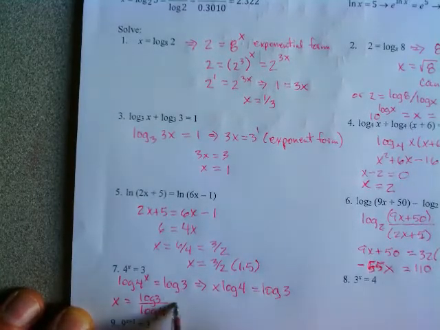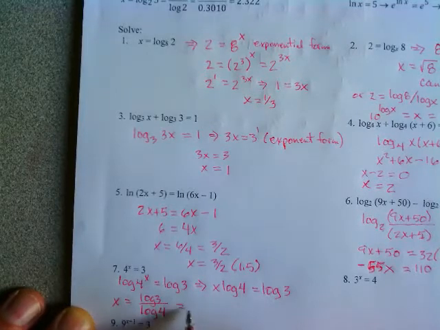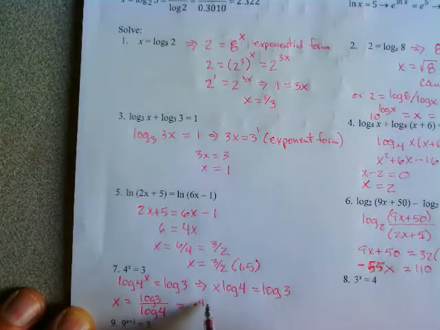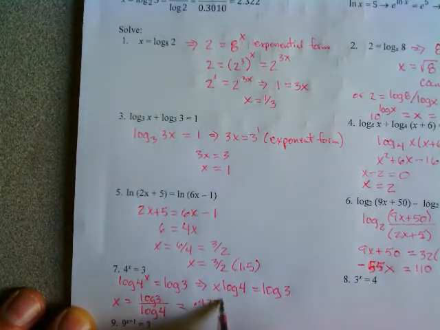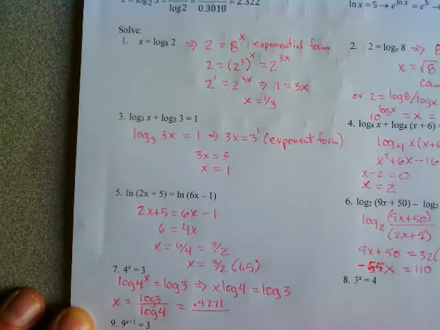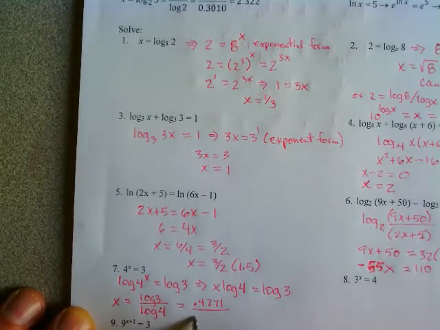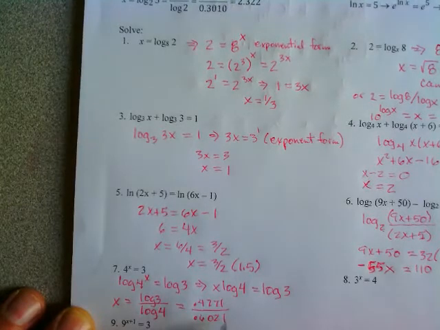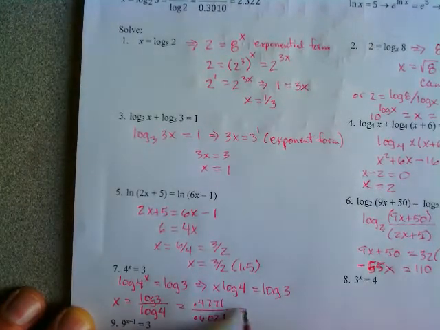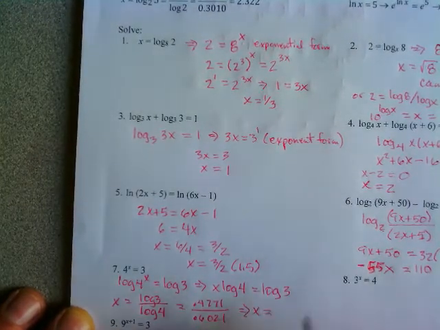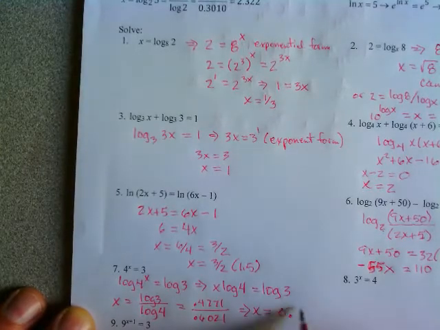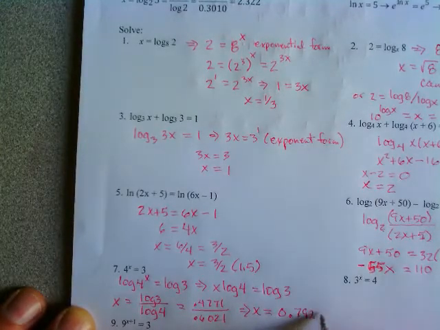And then using my calculator, log 3 gives me 0.4771. Log 4 gives me 0.6021, and I get an answer of 0.7925.